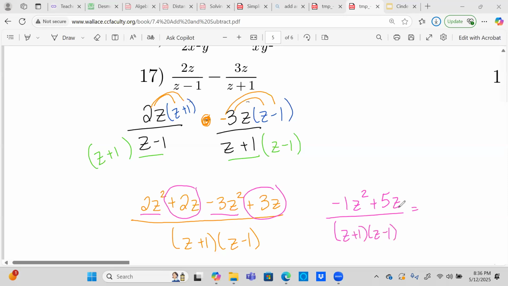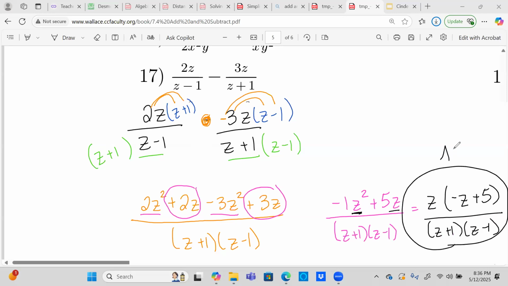And then some teachers might say that's good enough, but look at the top. This guy's got 2 zucchini, he has 1. They do have a GCF of z, which would leave negative z plus 5 all over z plus 1. I would say that's the answer.